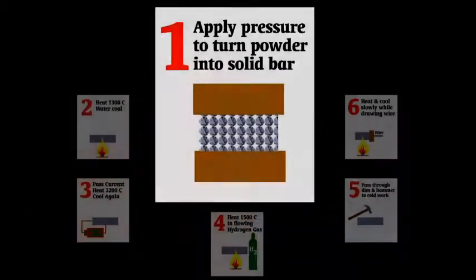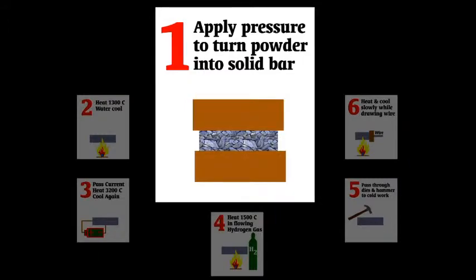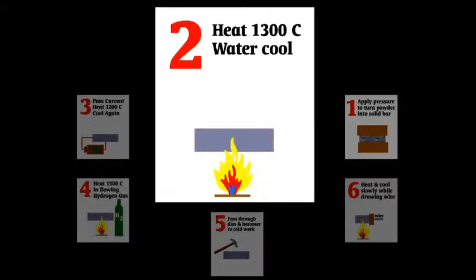To make tungsten ductile, it took elegant, creative, and careful work by an engineer at General Electric. William Coolidge developed a process for taking tungsten powder and making it into wire. Just to give you an idea of the difficulty, here's an abbreviated list of the steps. 1. Apply great pressure to turn tungsten powder into a fragile bar. 2. Heat it to 1300 degrees Celsius and then cool it with water.